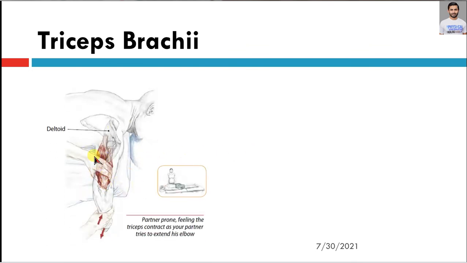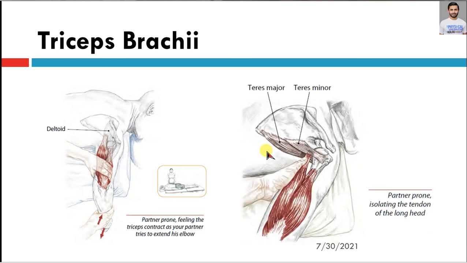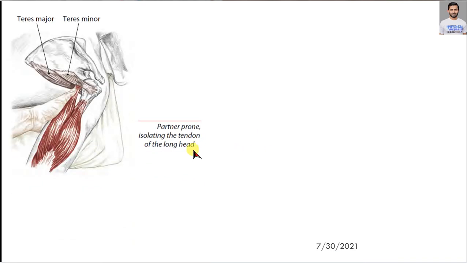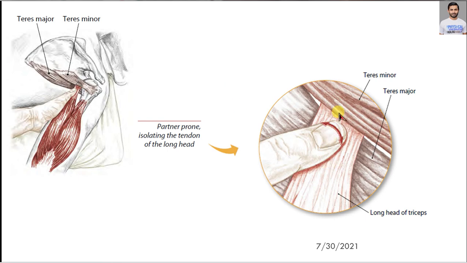The triceps is easy to palpate. You can resist elbow extension in this position, and you can clearly differentiate the fibers of triceps brachii. This is the only elbow extensor, and here you can see that the long head of the triceps is sandwiched between the teres minor and teres major. So it slides under the teres minor and teres major.